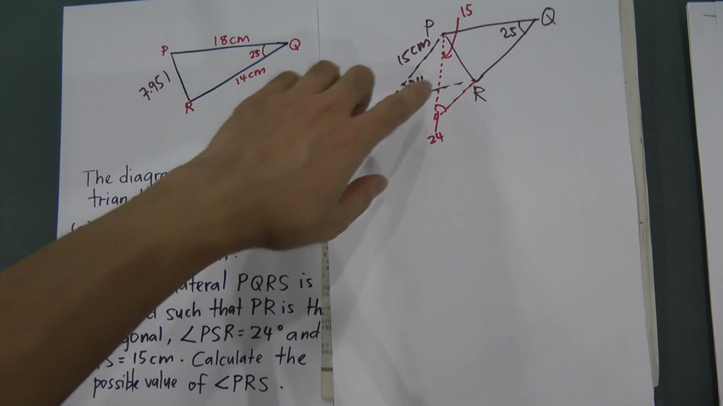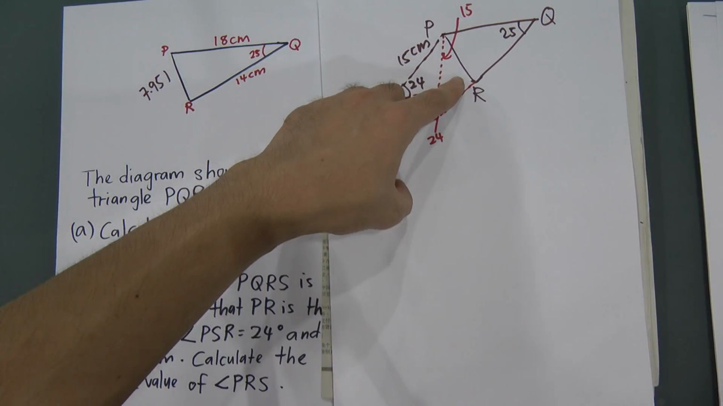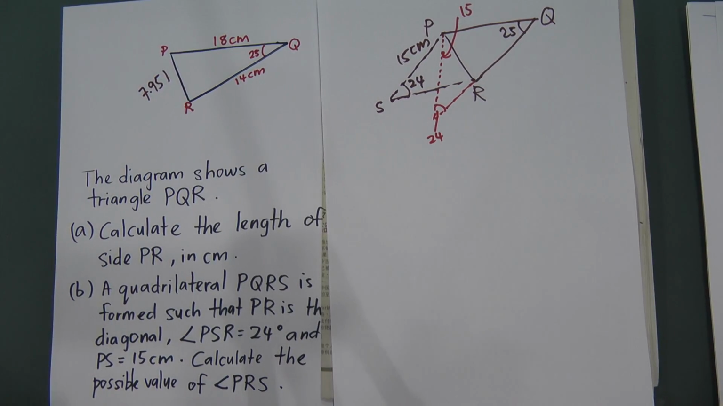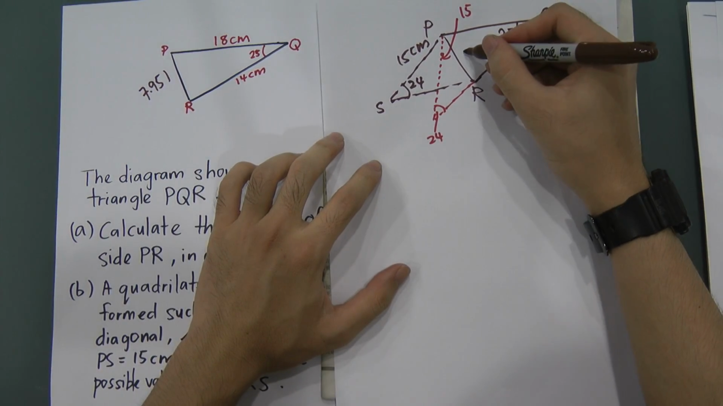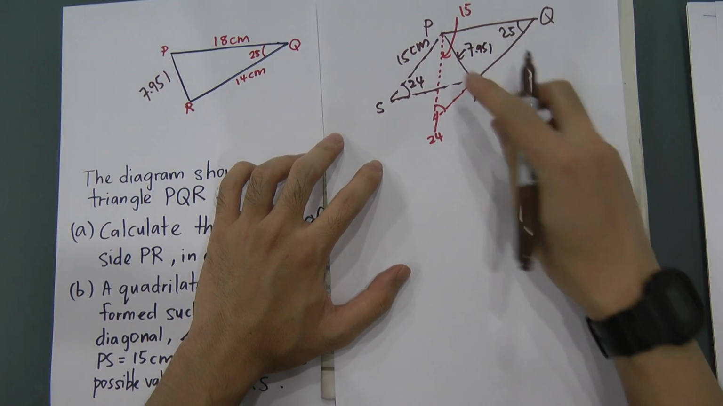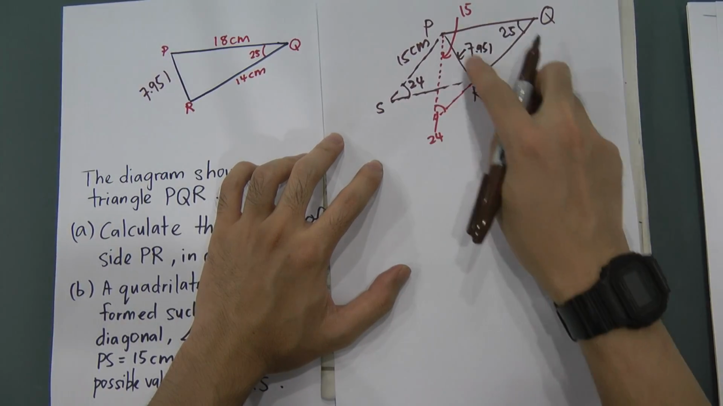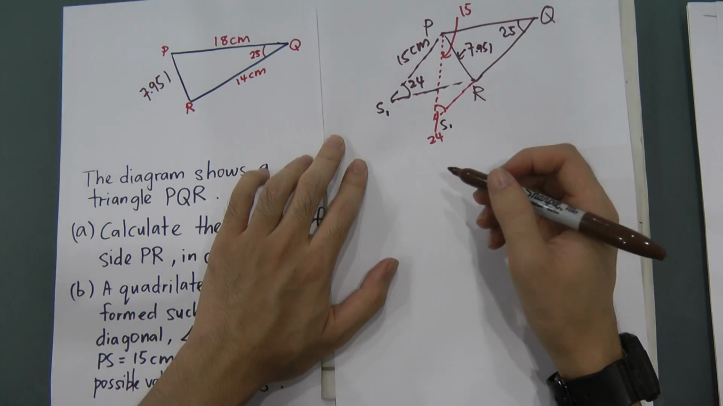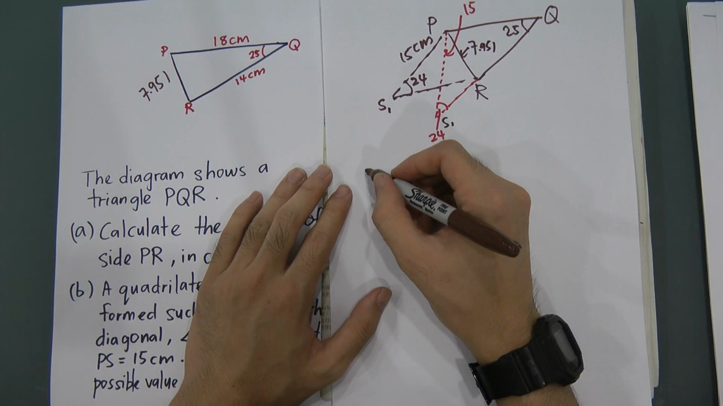So actually, you will have 2 angles here. One is the acute angle, another one is the obtuse angle. It means one angle you will get is smaller than 90, another angle you will get is bigger than 90. So I'm trying to do it. Since we got this one is 7.951, here we call this one S1 and this one S2. So we calculate for the angle.